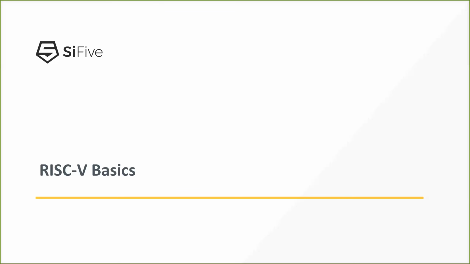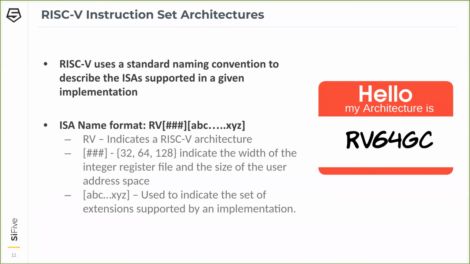Now let's start with some RISC-V basics. RISC-V uses a standard naming convention to describe the ISA supported in a given implementation. And that ISA naming convention has the format as follows. So RV, which stands for RISC-V, and then a sequence of numbers, which can be either 32, 64, or 128. This number indicates the width of the integer register file and the size of the user address space. Then following this number could be a sequence of letters, and these letters are used to indicate the set of standard extensions supported by a given implementation.